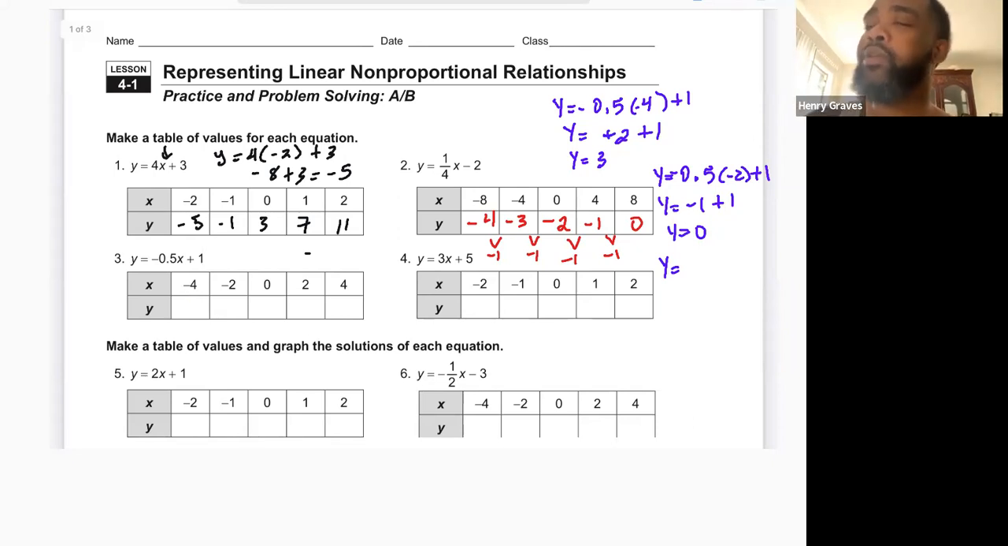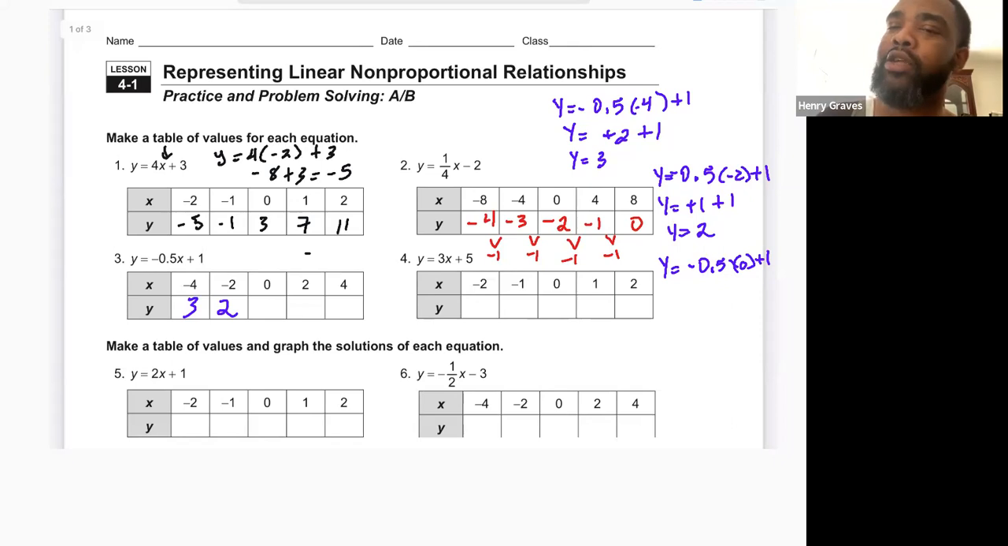This is +1 plus 1, so there's going to be 2. 2 here. So here I have negative 0.5x. That's going to be 0 plus 1. So anything times 0 is 0, and 0 plus 1 is 1. So it looks like it's going down by 1. So then this should be 0, and then this should be a -1.